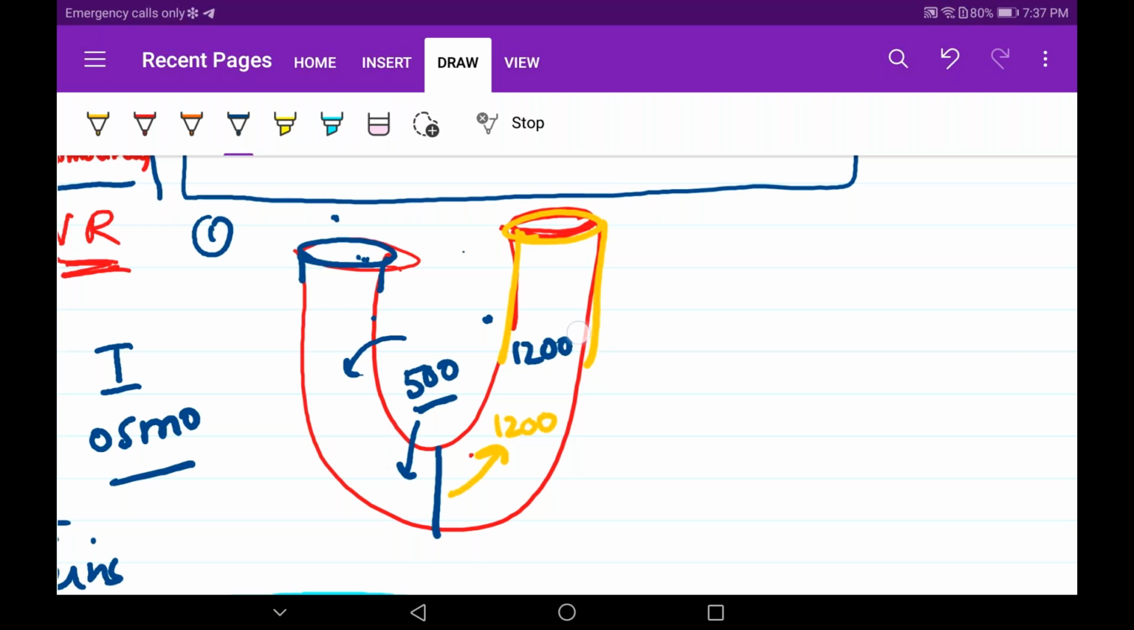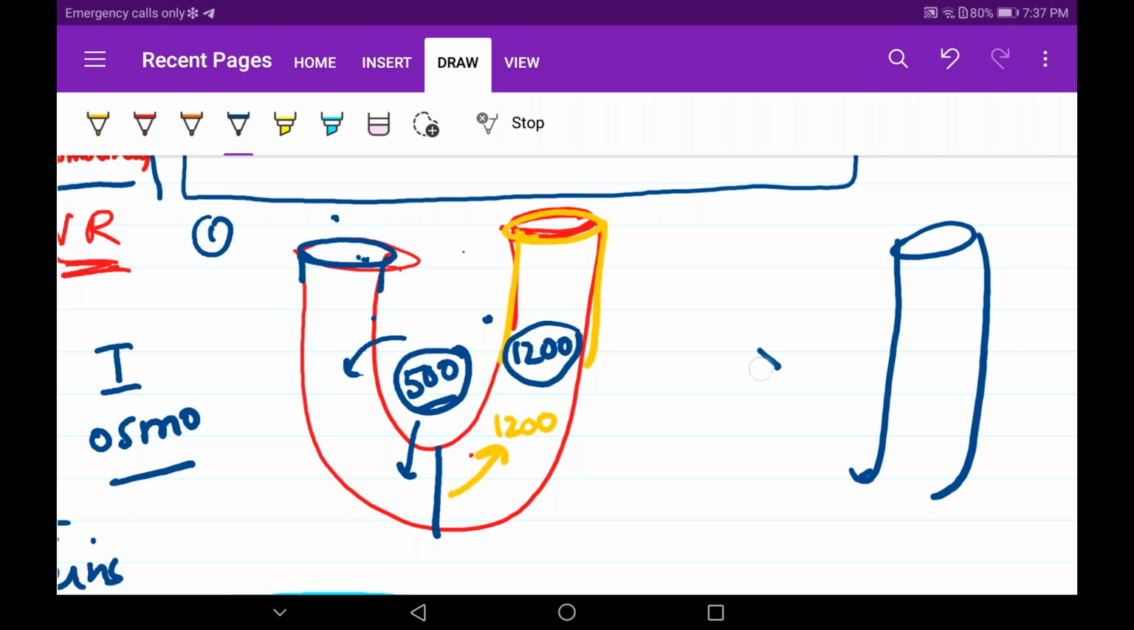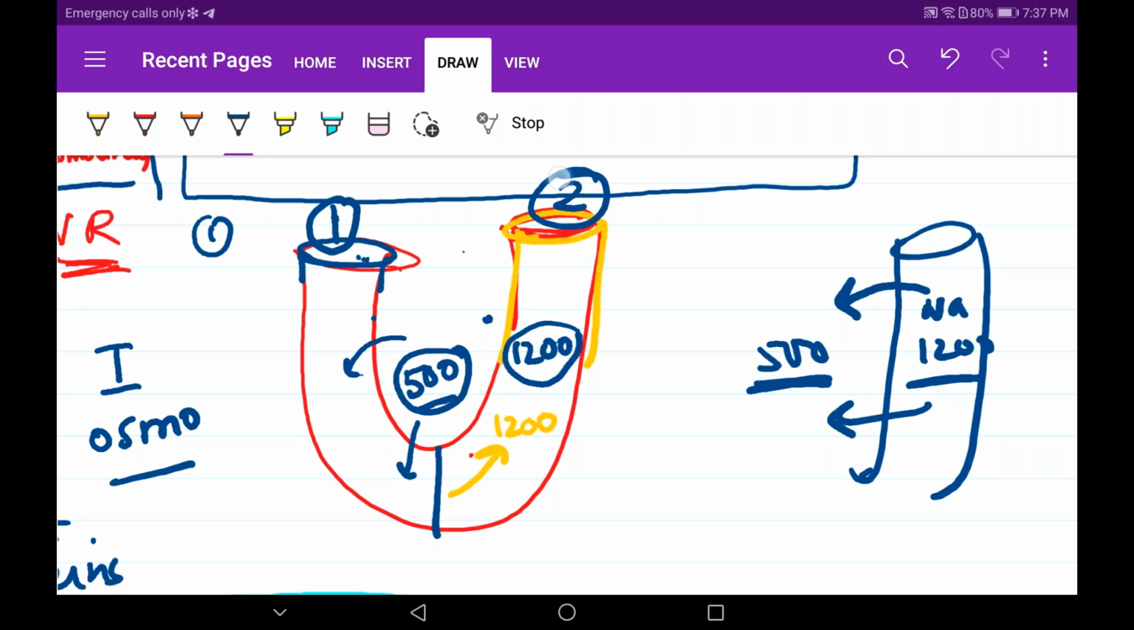Now when I am comparing this 1200 and this 500, what do you expect? Tell me. I'm just drawing the second part. Yes, this osmolarity is more when compared with this one. So naturally, this sodium will get lost again into the interstitium. Have you understood this, my friends? Please tell me about the first and second part of the vasa recta. In the first part, what is happening? In the second part, what is happening?